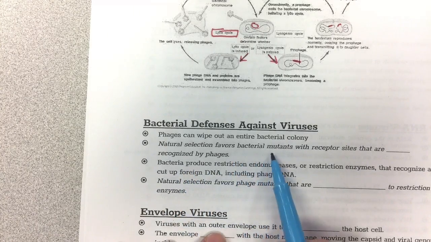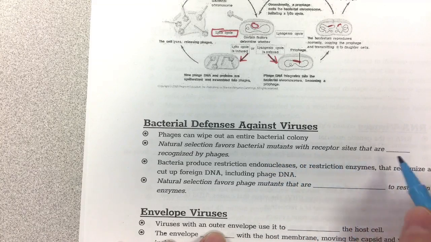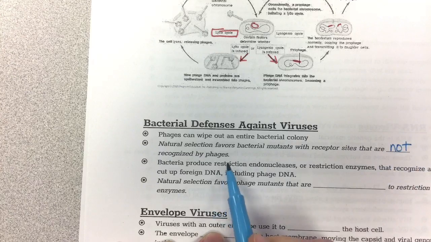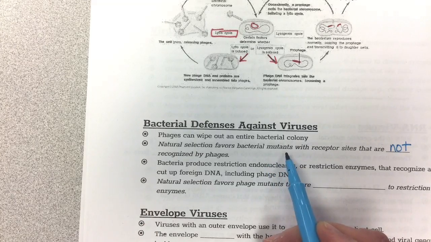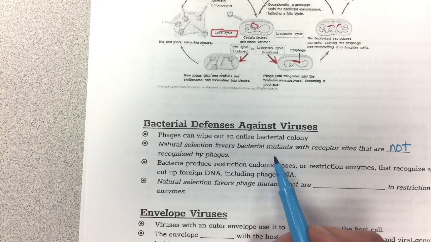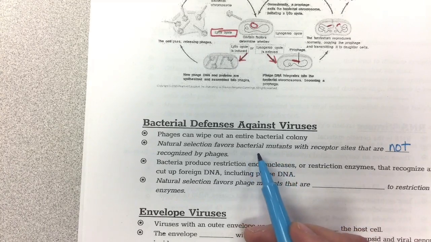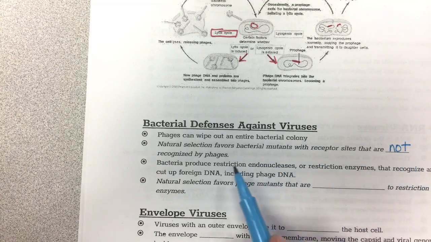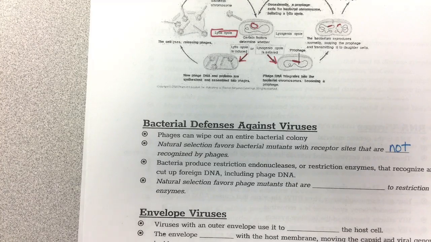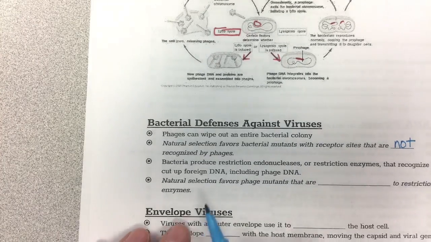So natural selection favors bacterial mutants with the receptor sites that are not recognized by phages. All right, so if you have a bacteria, and this would be a good mutation. A mutant is an organism in which a mutation has occurred, and bacteria only have to have one mutation to change the whole organism because they're only one cell big. So if that mutation actually changes the receptor sites on their cell membrane and the phage doesn't recognize it, then all of a sudden that particular bacteria can't be infected by that virus, and therefore that's a good thing, and that bacteria is going to live and divide and make more bacteria like it, and then all of a sudden you have a new phenotype within the population.